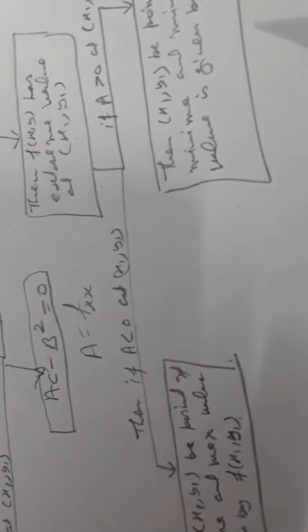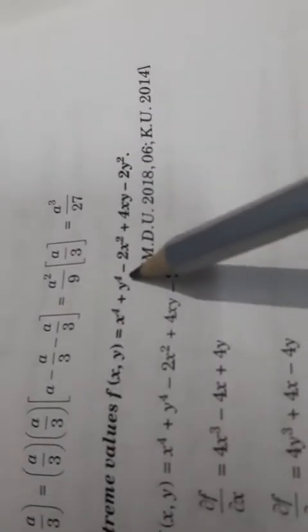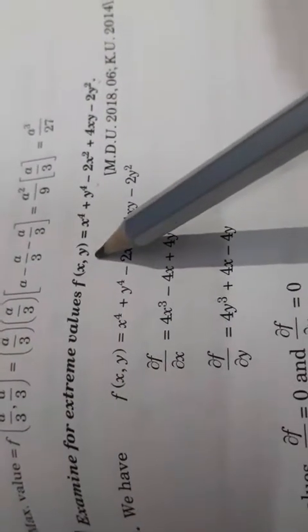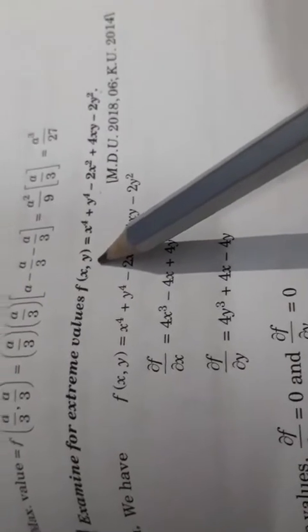Now let us do some examples. Let us be given the function x raised to the power 4 plus y raised to the power 4 minus 2x square plus 4xy minus 2y square. We are to find the extreme value for this function, means either the maximum or minimum value of this function. Now this is our given function.